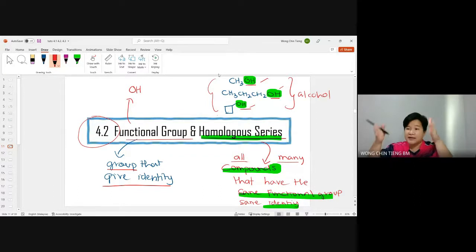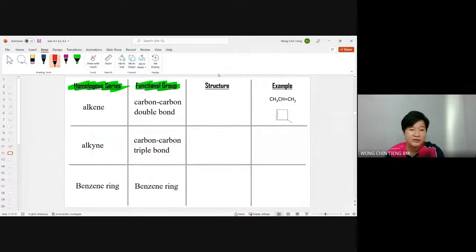So, homologous series adalah satu keluarga yang besar. Okay, homologous series is a big family. Dalam keluarga yang besar itu, pegang satu identity yang sama. Make sense? Okay, that is the simplest way. Ayat baca sendiri dalam nota, macam biasa. Okay, saya tak baca dah lah.